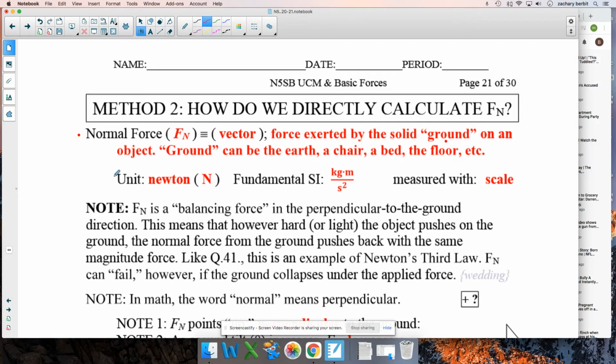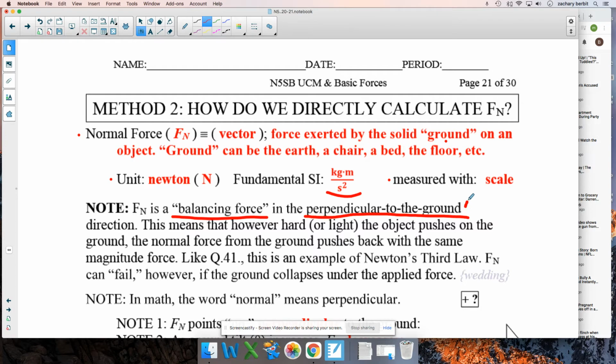And a force is a force is a force. So the unit is Newton, which of course fundamentally is a kilogram meter per second squared. You measure it with a scale. And the most important piece of really understanding the normal force is exactly what we said at the bottom. It is a balancing force. It's whatever the ground has to provide to keep you balanced. The direction of the normal force is always perpendicular to the ground.